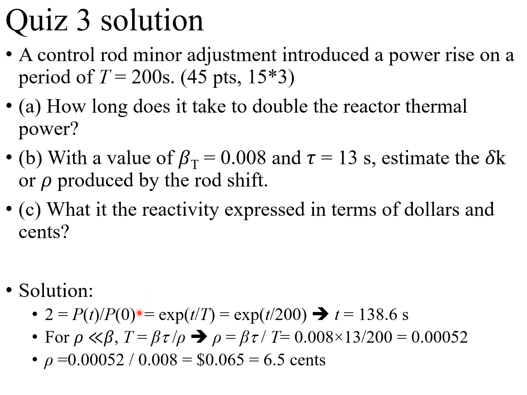So the reactor's thermal power will follow this equation: P(t) over P0 is equal to this exponential function, exponent t over capital T. This capital T is the reactor period, which is given as 200 seconds, and lowercase t is the duration of time, which is requested by the problem.